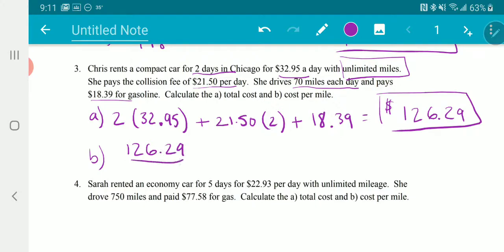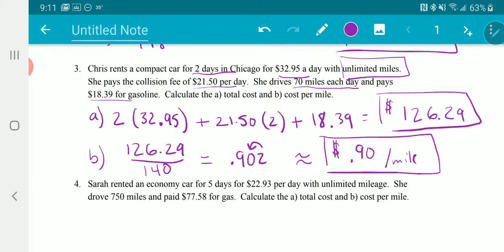Okay, for Part B, for the cost per mile, I'm going to take that $126.29, and I'm not going to divide it by 70 because that's 70 miles each day. So if she's got it for 2 days, it's going to be a total of 140 miles. So I have to divide that by 140 to get my cost per mile, 0.902. So this one's actually going to round down or stay the same. So it's going to be approximately 90 cents per mile.